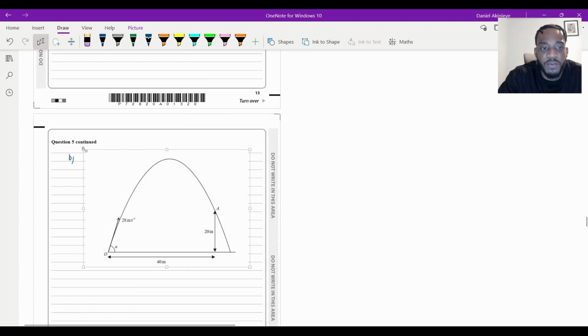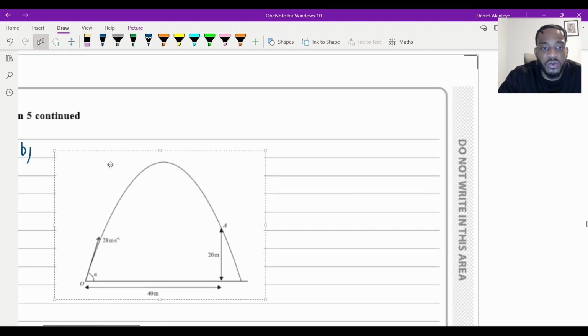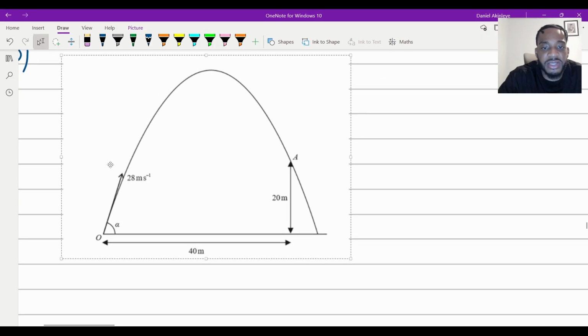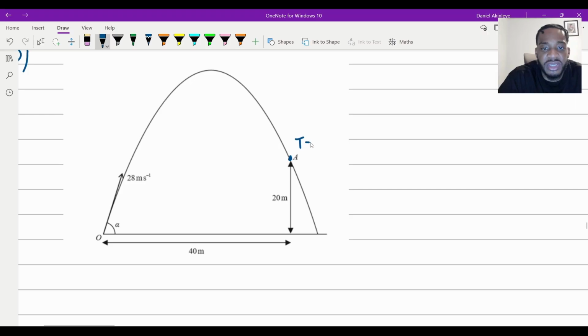So what we know from part A is that the particle lands at the point A when t is equal to 10 over 7 cos alpha. Now, we did that horizontally. Now, let's just do it vertically and see what happens. What do we know at this point? Well, at A, we know that S is equal to 20. We're going to model it horizontally, and we're going to model it vertically.